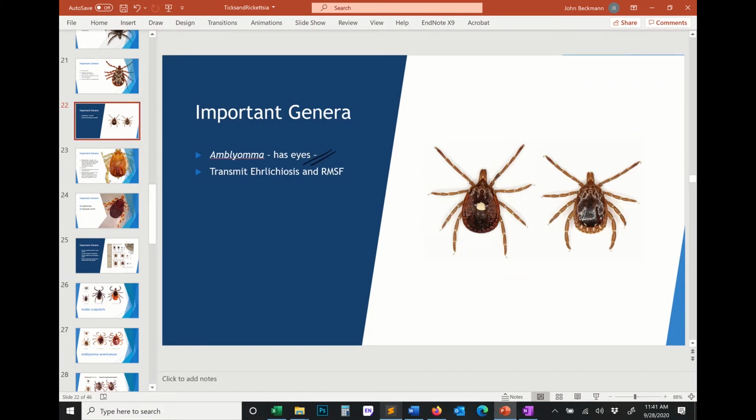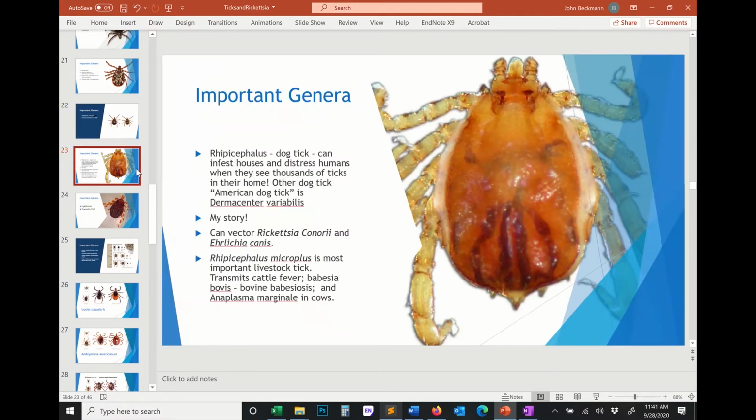Okay, these transmit ehrlichiosis. So you hear the Lone Star tick. This is what this looks like. It doesn't really look like that, but it looks like there's a star on the back. That's why they call this the Lone Star tick. And then there are Rhipicephalus. So there's another dog tick. This is the Rhipicephalus. And this can infest houses if it's on your dog, so this will distress humans.